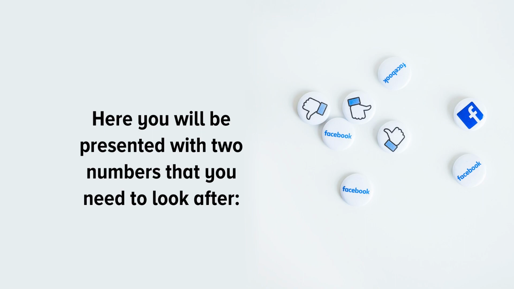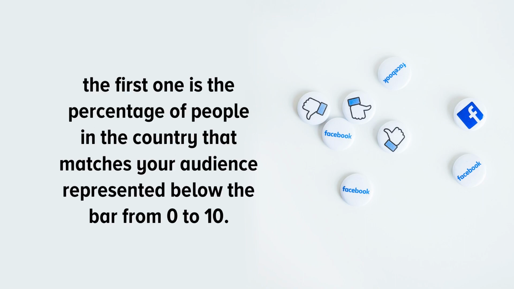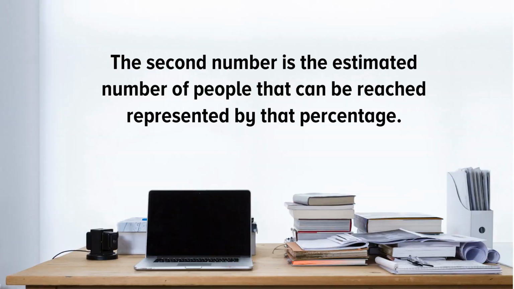Here you will be presented with two numbers that you need to look after. The first one is the percentage of people in the country that matches your audience, represented below the bar from 0 to 10. The second number is the estimated number of people that can be reached, represented by that percentage.